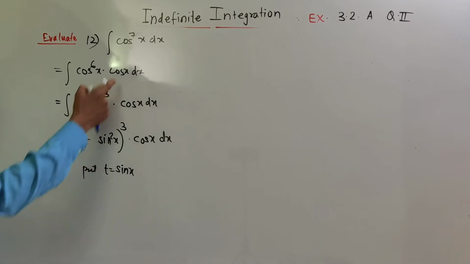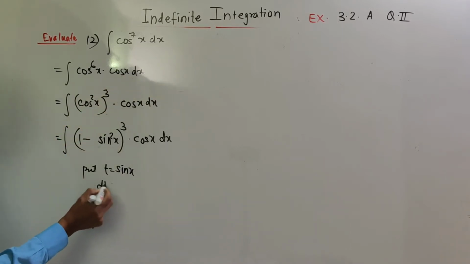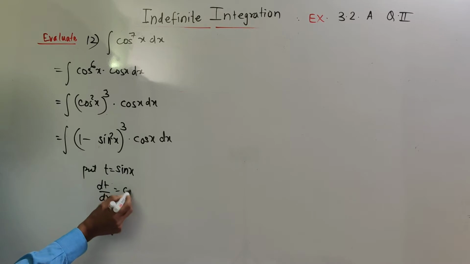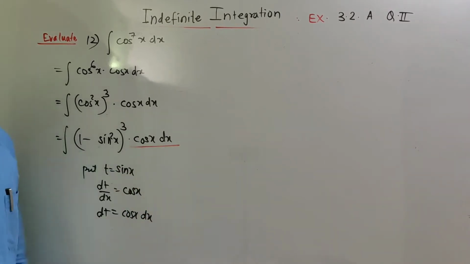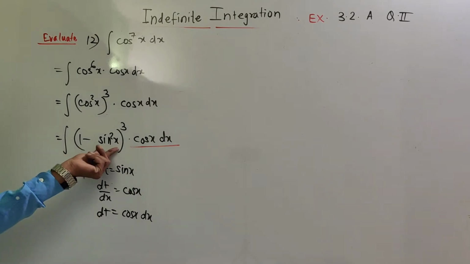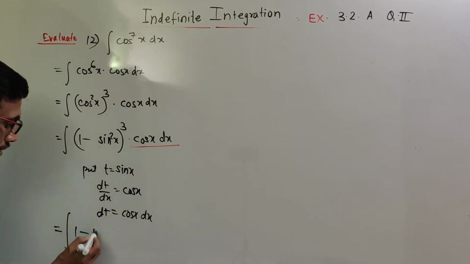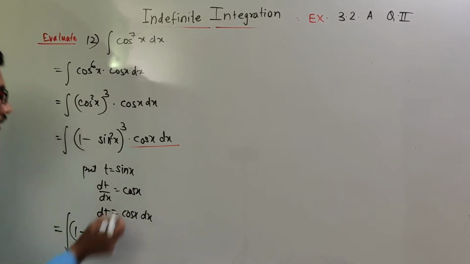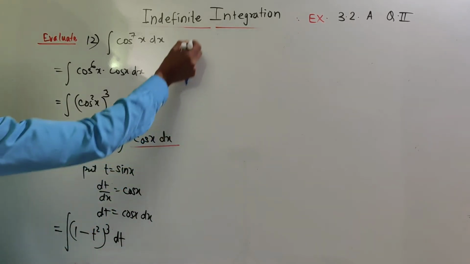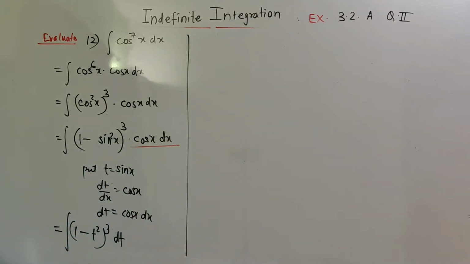So that cos x is derivative of sin x, dt by dx is equal to cos x and dt is equal to cos x into dx. So this cos x into dx is dt. This is t square, 1 minus t square and its cube. It is integral of 1 minus t square and its cube, and this is what dt. We expand this, ये इसको expand करना है हमको.